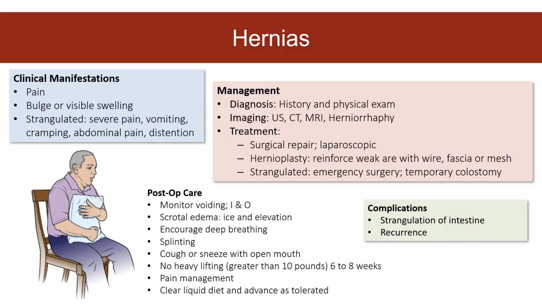So signs of a hernia: pain. You may be able to see a bulge or visible swelling. And if it becomes strangulated, they'll have severe pain, vomiting, cramping, abdominal pain, and distension. So managing this is going to be based on a history and physical. We're going to get some imaging.